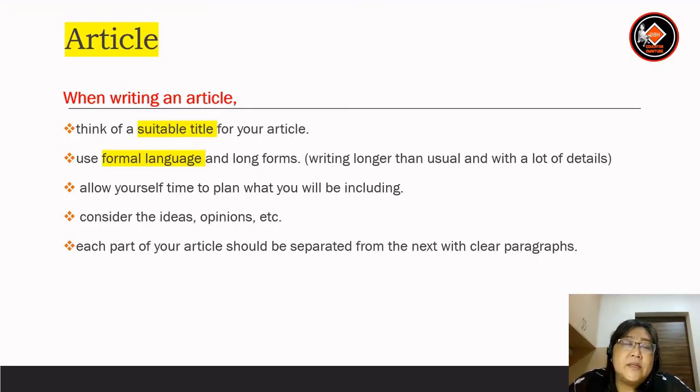So let's look at an article. When writing an article, think of a suitable title for your article. Use formal language and long forms. What is long forms? So long form is writing longer than usual and with a lot of details. Allow yourself time to plan what you will be including in your article, and then consider the ideas, opinions, and others. Each part of your article should be separated from the next with clear paragraphs.